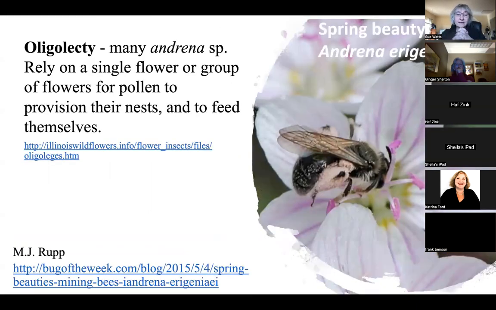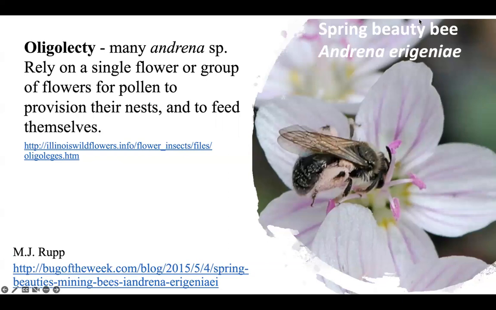So some bees, specifically spring beauty bees, let's move this away so you can see it, specifically Andrena species. This is a whole group of bees. They are oligolectic, which means that they like specific plants, specific groups of flowers. And this is a spring beauty bee. It's on spring beauty or Claytonia.